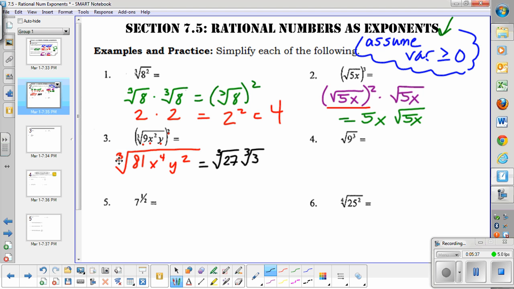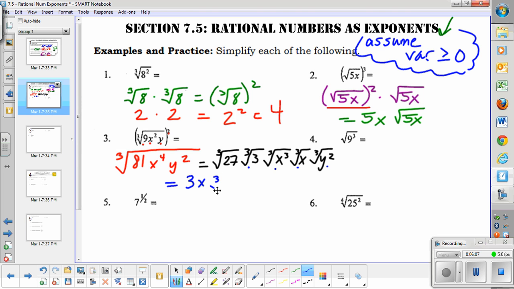And then there's going to be a group of 3 for the x's, with an additional x left over. And I don't think we're going to be able to do anything with those y's, so I'm just going to leave those right there. And now in my next step, that first piece is a 3 on the outside. That second part is going to stay in. This part can come outside the radical. This part's going to stay in, and that part's going to stay in.